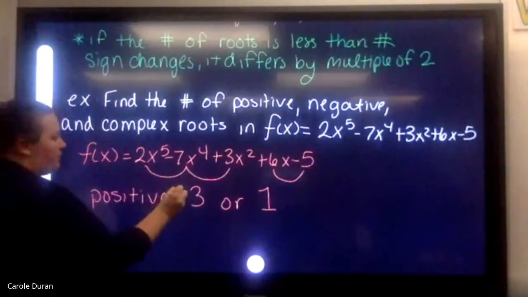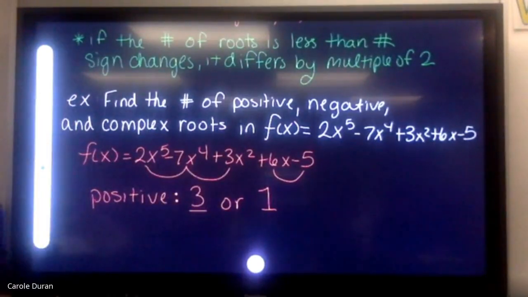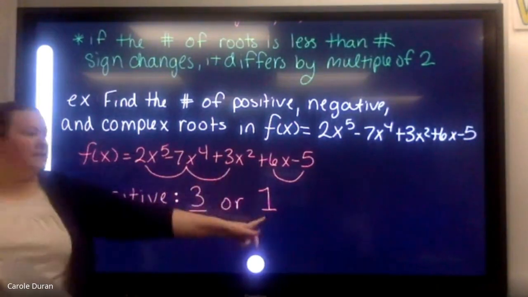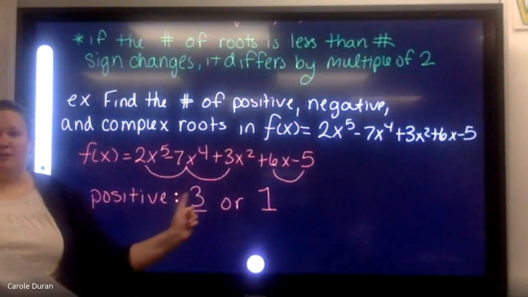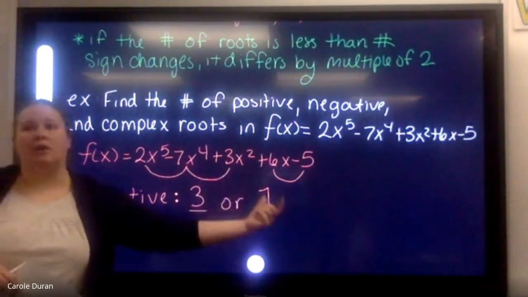Wait, what? I'm so confused. Okay, so I counted the number of sign changes, correct? Yeah. And I got 3. But it doesn't say I have positive roots equal to the number of sign changes. It could be equal or less than. So if it's less than, it differs by 2. So I took 3, I subtracted 2 to get 1. So I could have 3 positive roots, or I could have 1 positive root.